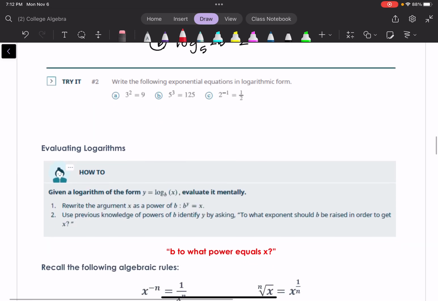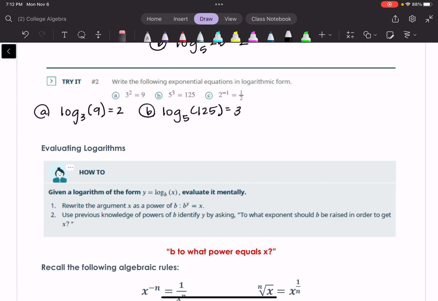All right. So for the try it number 2, if you want to give this one a try, and then come back and check your answers and see how you do. This one for A would be the log base 3 of 9 equals 2. For B, we would have the log base 5 of 125 equals 3. And then finally, we would have the log base 2 of 1/2 equals -1.